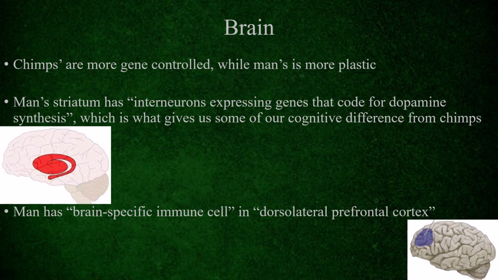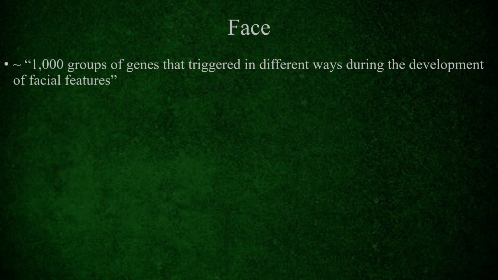Also, humans have brain-specific immune cells in that blue highlight area in the second picture called the dorsolateral prefrontal cortex. So it's just what that section of the brain is. Details you don't need to know. But yeah, unlike chimps, we have specific immune cells there. So that's a fairly major immune system difference.